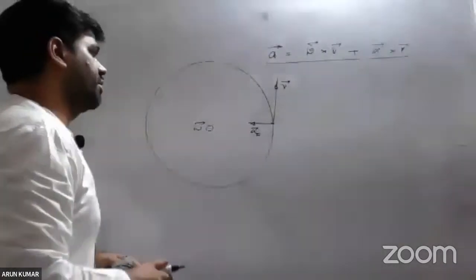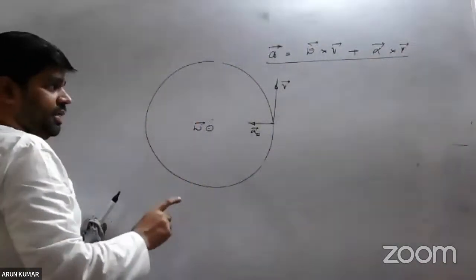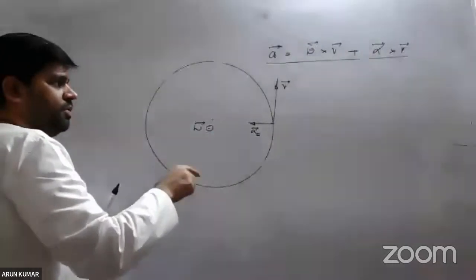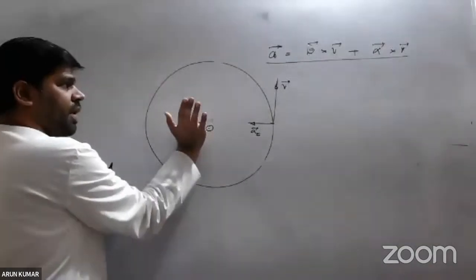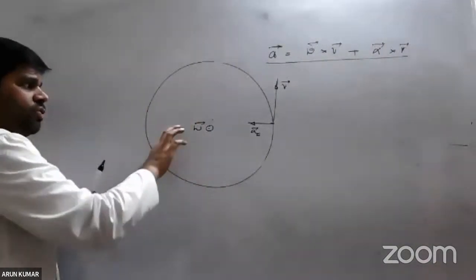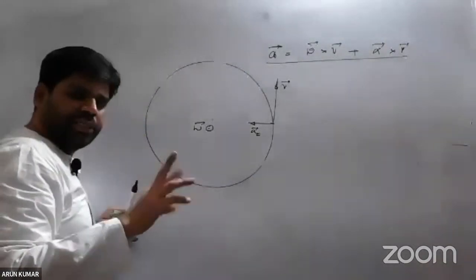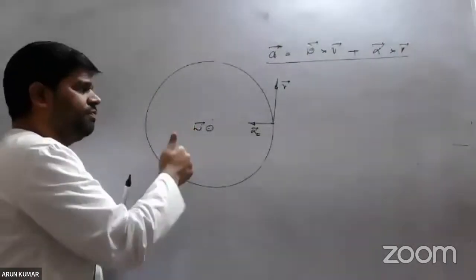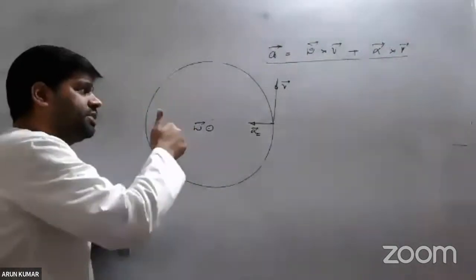Let's see how alpha cross r looks. I said it's tangential acceleration, so it should be along the tangent, right? That's why it is called tangential. Alpha is, let's say, upward. Alpha can be upward or downward, depending on whether omega is increasing or decreasing. Let's say omega is increasing. There are only two possible directions of alpha, outward or inward. Omega and alpha are axial vectors. They are along the axis of the circle.